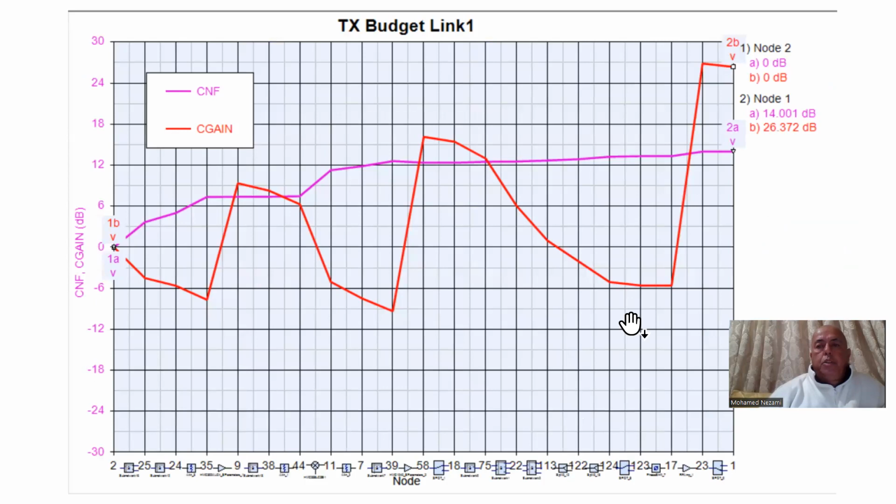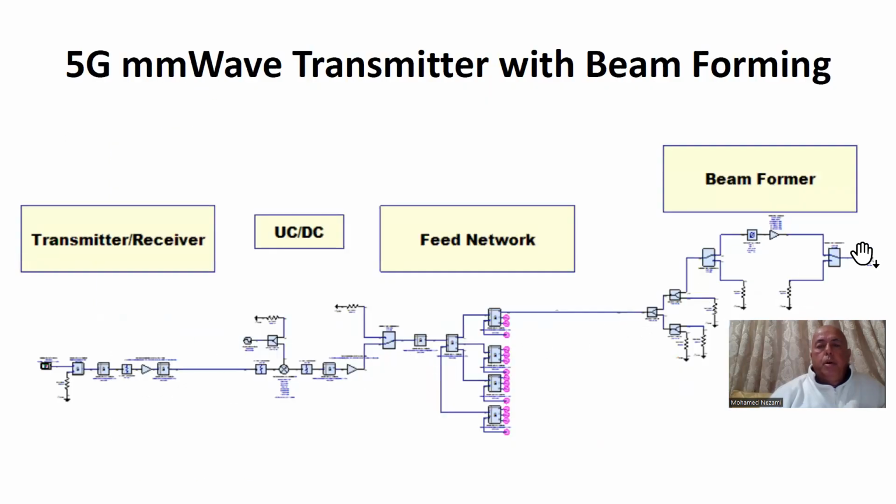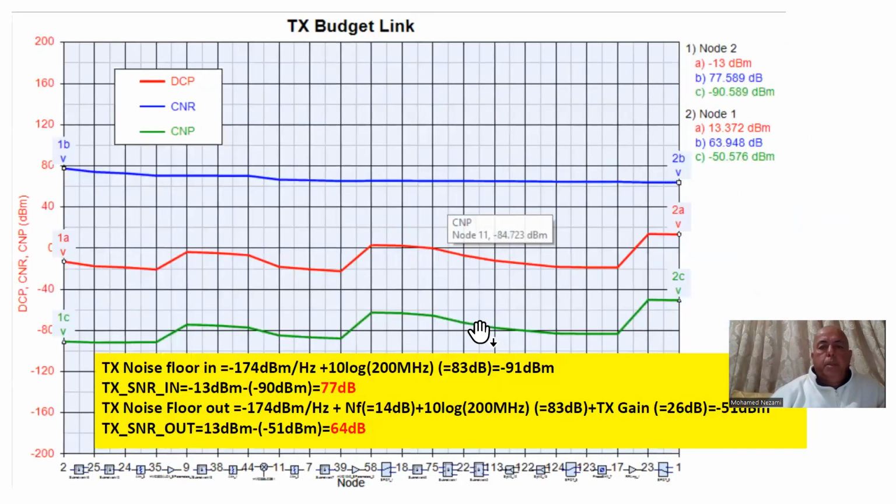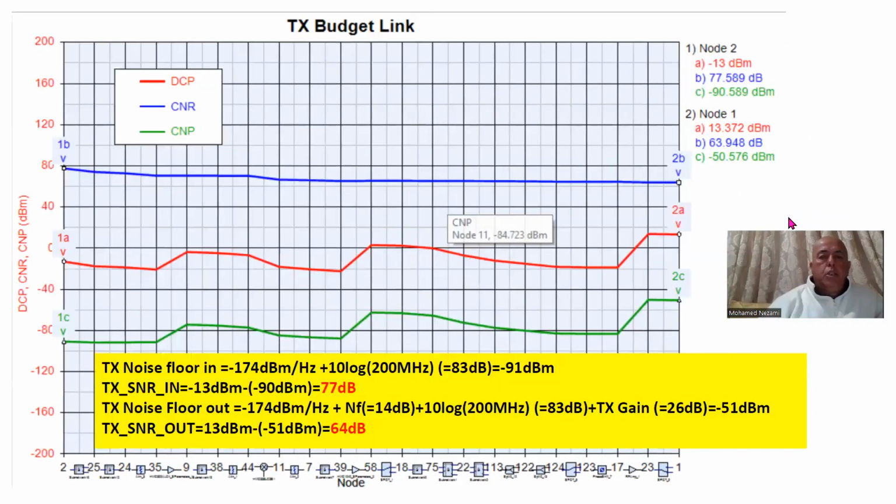This is a run for this chain, just showing you the conversion gain and the noise figure. This is cumulative noise figure, CNF, and cumulative gain, and that's basically what you see here. Here's the chain. We're getting about 14 dB noise figure for the transmitter, and about 26 dB of gain for the entire system, running from the DAC point to the beamformer output point, okay? Now, let's do some calculations with this system.